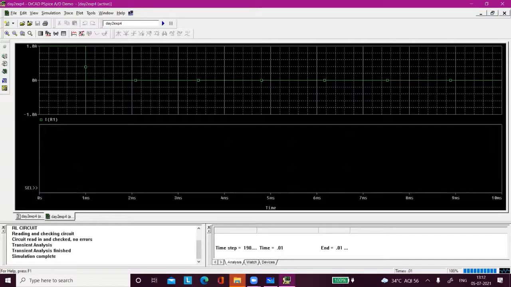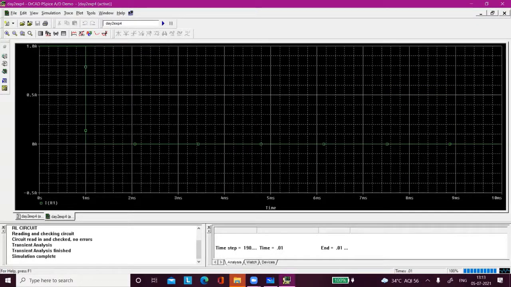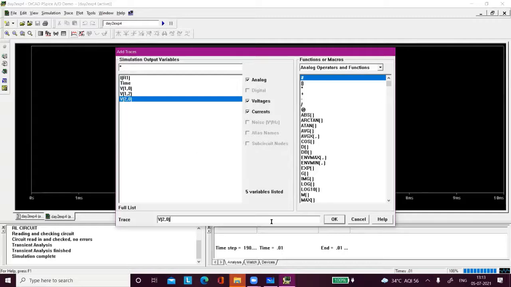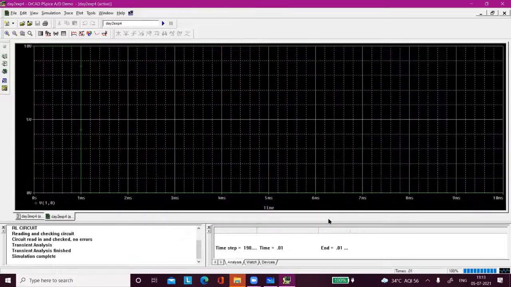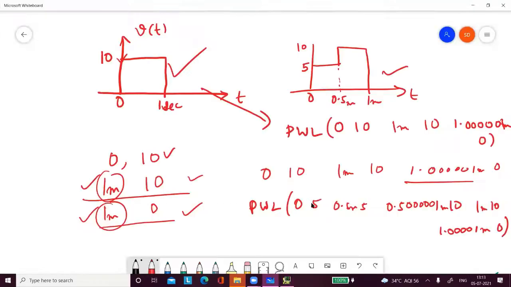Let us first delete the wave, everything. Just a minute. Look, this is the plot. First let us plot the applied voltage. Which one is it? V10, this is the applied voltage. Can you see it? Yes, sir. Okay, now you can draw. Let us do the next one. What was the nature of the next one? It is 0 at 0, 5 at 0.